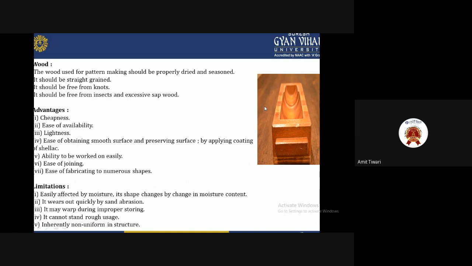Fifth is the ability to work on it easily. It is easy to work with and handle, and you can regain the shape again, whether small or larger in size, or we can make it in some complex shape. It is also fabricated in the wooden pattern case.